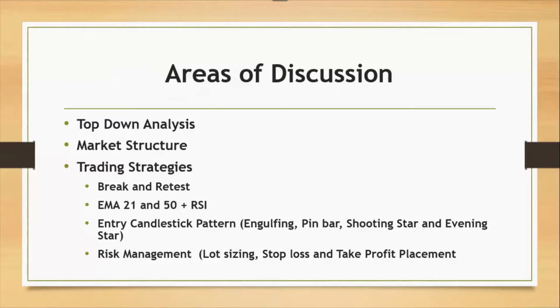There are two main strategies that we discuss here, one is discretionary and one is mechanical. Discretionary in the sense that you don't need any indicator, and the trader will only use his discretion to enter the trade, and that is break and retest. Mechanical is where you use indicators, exponential moving average 21 and 50, then you use relative strength index, which is RSI, to get signals so that you can know when to enter a trade and when to exit a trade. So that is mechanical trading.